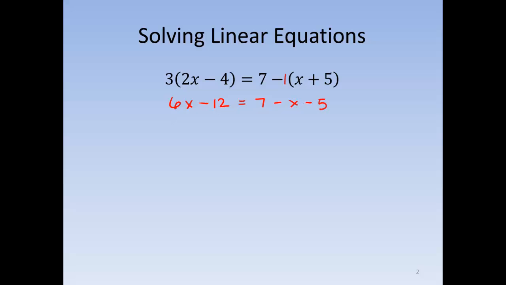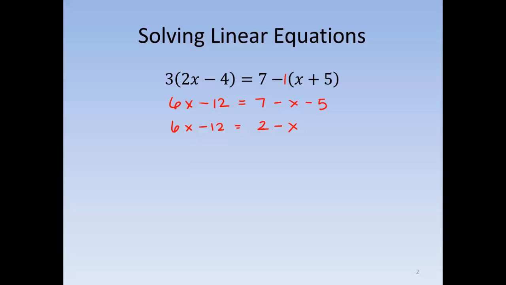Now this can be done in any order that you choose, so long as the goal is to get all of your variables to one side and all of your constants to the other. So this can be done in a combination of ways. I'm going to go ahead and combine the 7 and the negative 5 first. 6x minus 12 equals 2 minus x, or negative x plus 2 would have been fine as well.